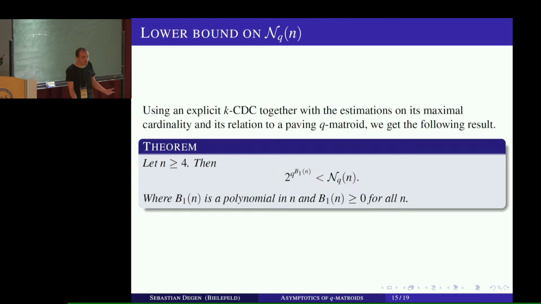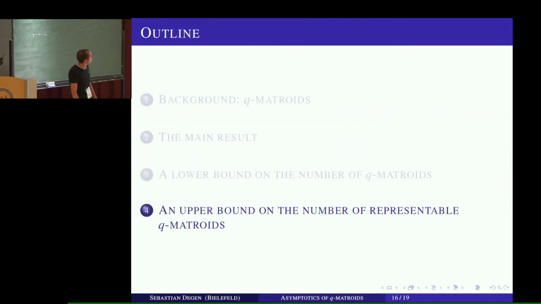This leaves us with the second task, to find an upper bound on the number of all representable q-matroids. And for this, as I already said, I want to use the concept of zero patterns.